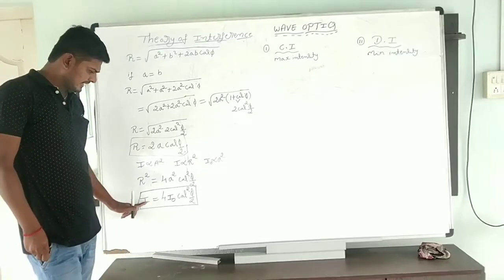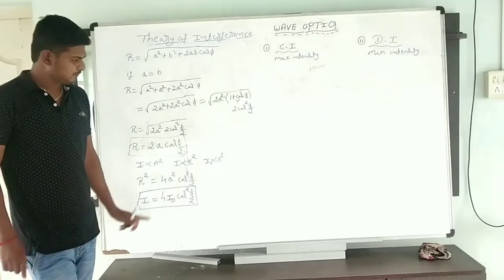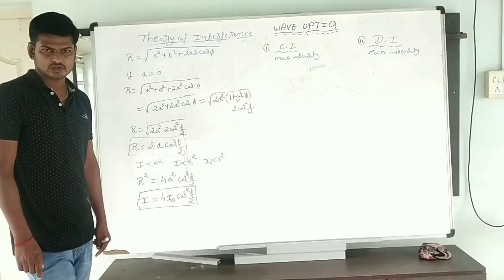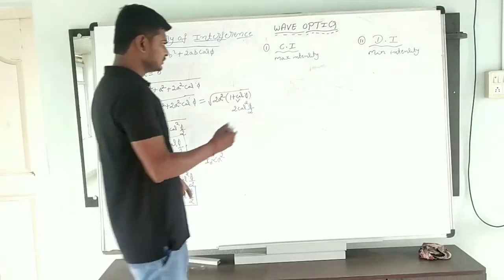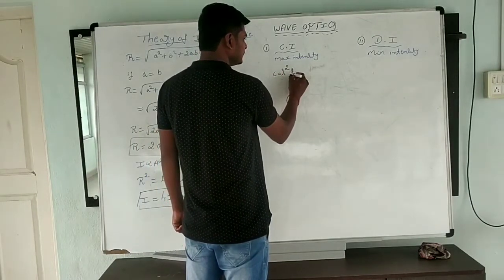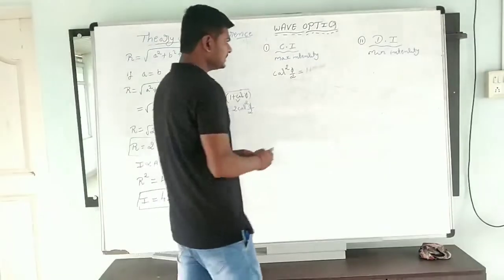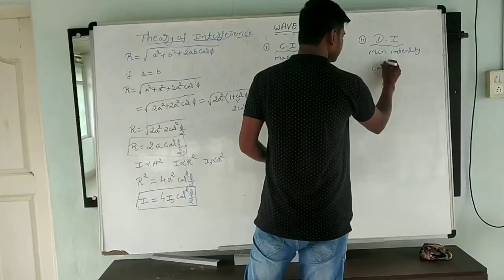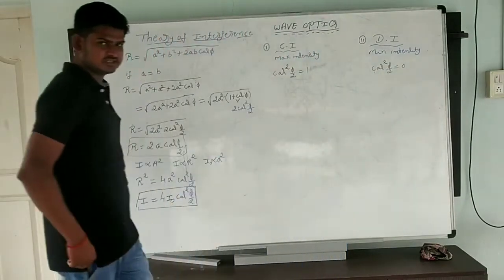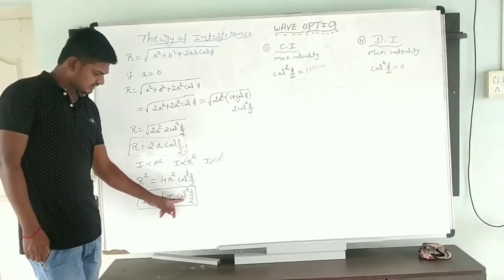For maximum intensity, cos square pi by 2 will be 1. For minimum intensity, cos square pi by 2 will be 0. Now I am going to substitute here. That is the condition: for the maximum intensity, it becomes 1, and for the minimum intensity, it becomes 0.